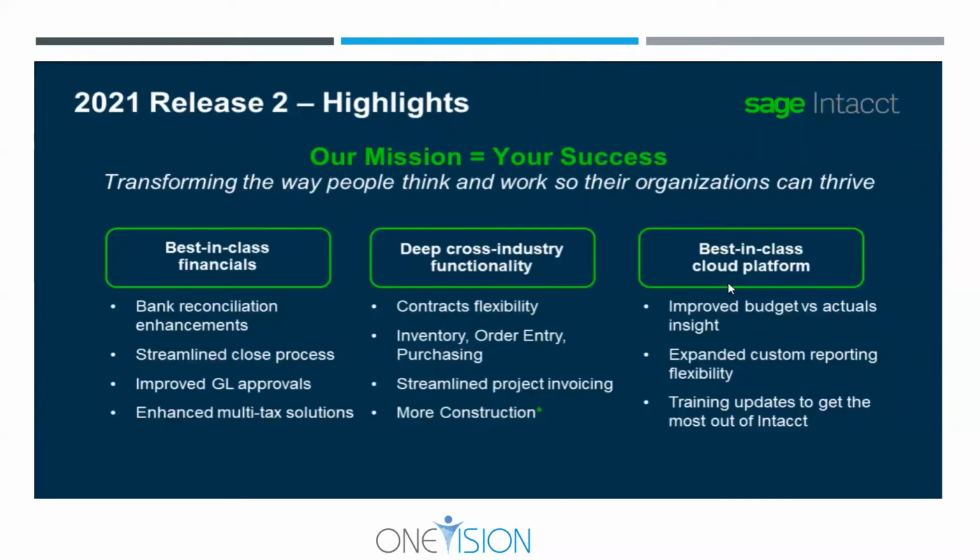The highlights for Release 2 are divided into 3 categories. Best-in-class financials, which include bank reconciliation enhancements, streamlined close process, improved GL approvals, and enhanced multi-tax solutions. Deep cross-industry functionality includes contracts flexibility, inventory, order entry and purchasing, streamlined project invoicing, and more construction for early adopters. Best-in-class cloud platform includes improved budget versus actuals insight, expanded custom reporting flexibility, and training updates to get the most out of Intacct.